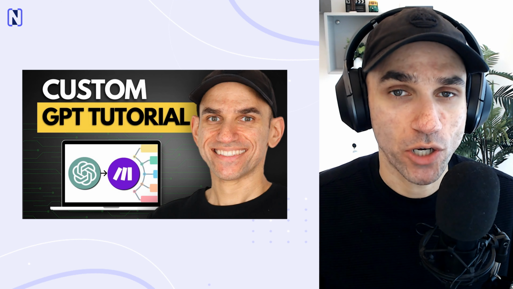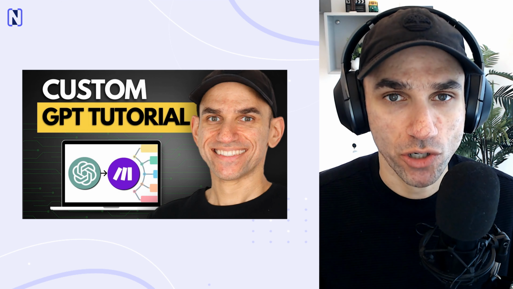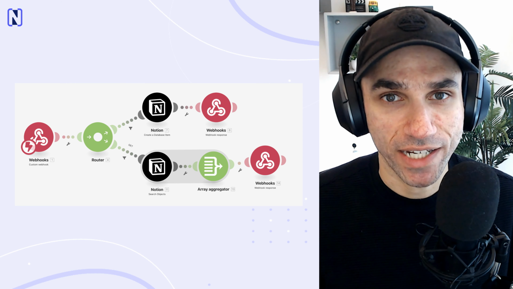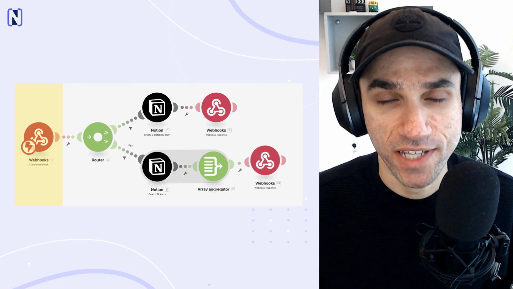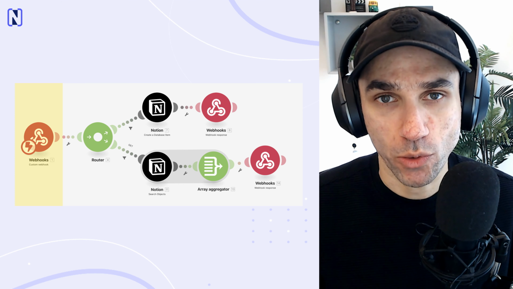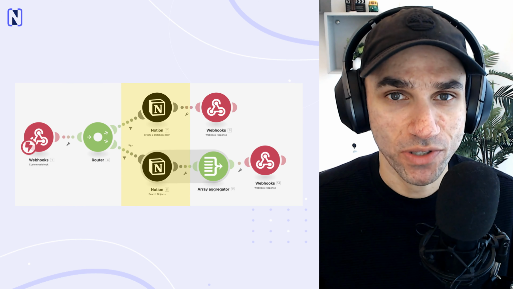After my previous video on building custom GPTs, many people asked me for an in-depth explanation of the Make setup. So in this video, I'm going to show you how to create a scenario in Make with webhooks and how to leverage a single webhook to fulfill multiple requests using routers and filters. So without further ado, let's dive in.